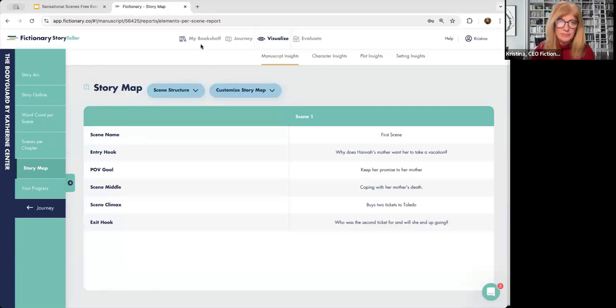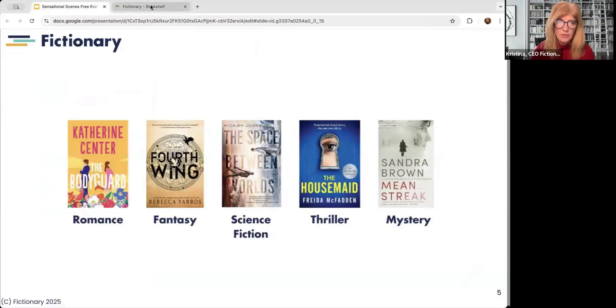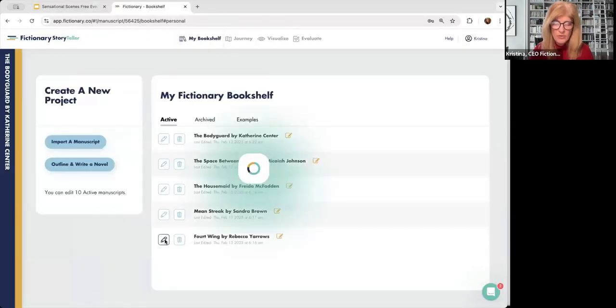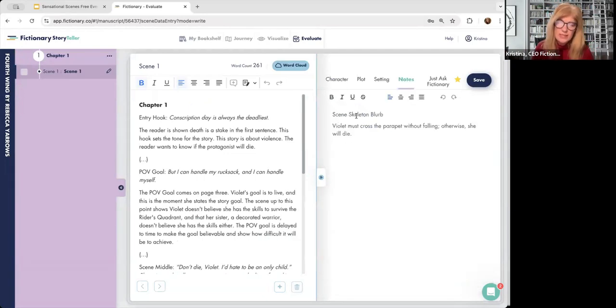scene in the novel. So now if we go to the bookshelf, the next book up is Fourth Wing. There we go, Fourth Wing. So we're now in the fantasy genre. So here I haven't put the whole scene in because it's a really long scene. So we can go from a very short scene to a really long scene. Violet's scene skeleton blurb is Violet must cross the parapet without falling, otherwise she will die. This is the goal for this scene.